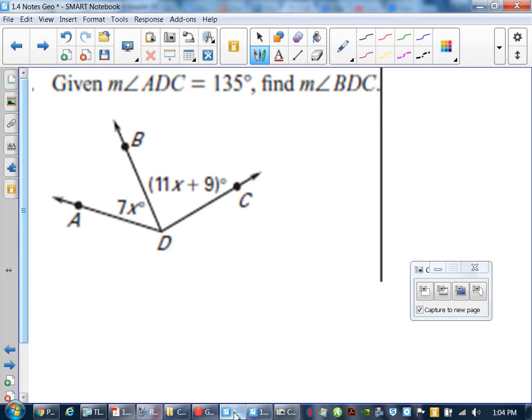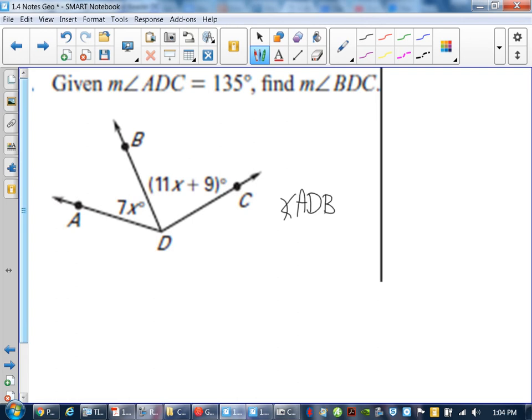So we know that the two smaller angles have to add up then to equal what? 135. Okay. We don't know that they're equal to each other. We don't know anything like that because it doesn't say that. What we do know, in fact, is that I can put out that statement of angle ADB plus angle BDC has to equal angle ADC.